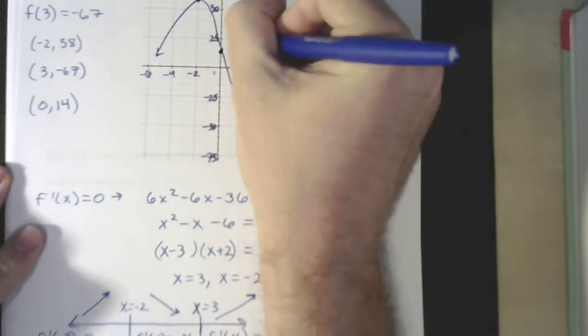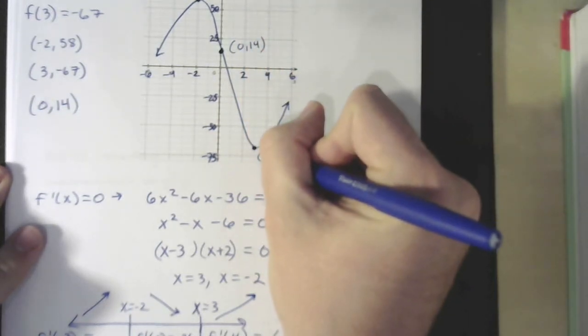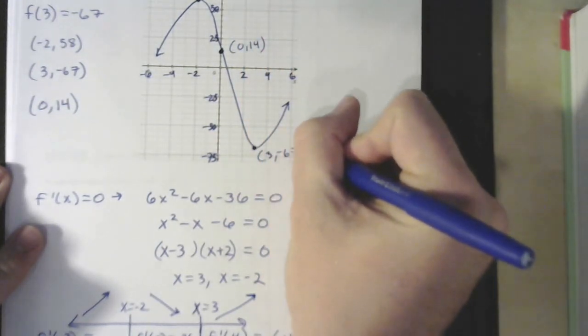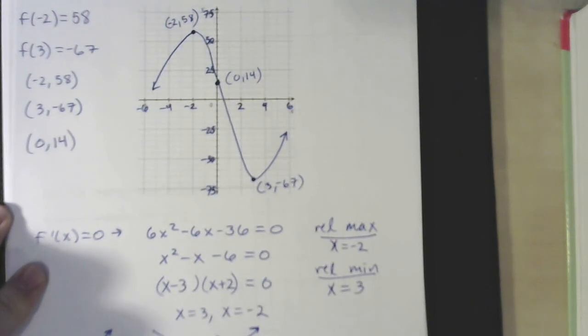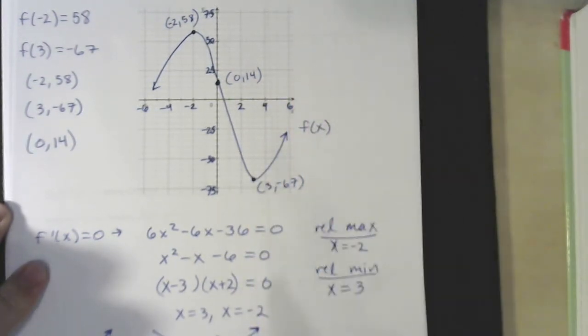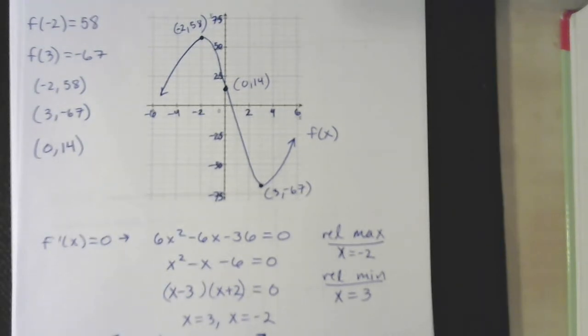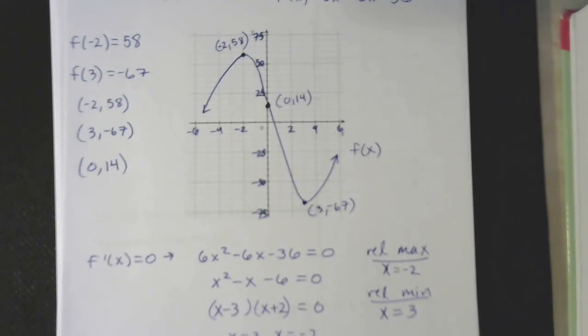And then the last thing we do is label the points: 0, 14, 3 comma negative 67, and negative 2 comma 58. And we have a pretty good graph of f of x. It's not perfect, but again, we're not trying for perfection here. We're building slowly into calculus quality graphs, but this is the first step.